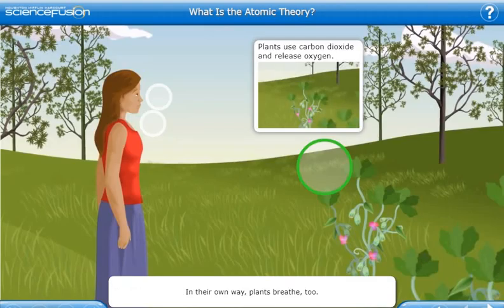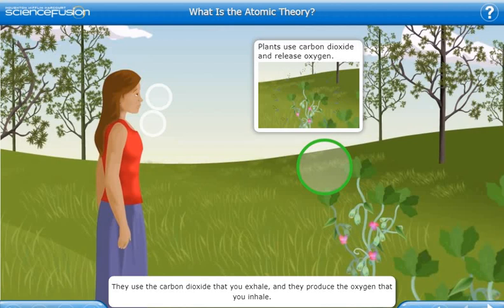In their own way, plants breathe too. They use the carbon dioxide that you exhale, and they produce the oxygen that you inhale. The molecules break apart, and the atoms form new bonds with different elements during this process.